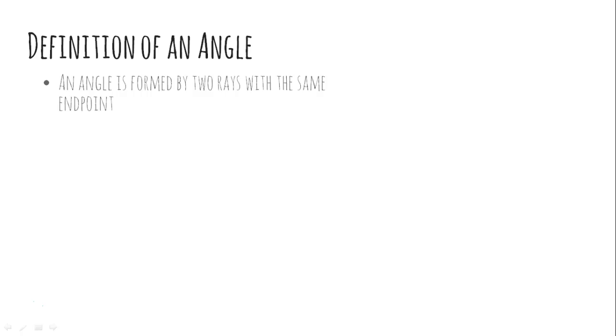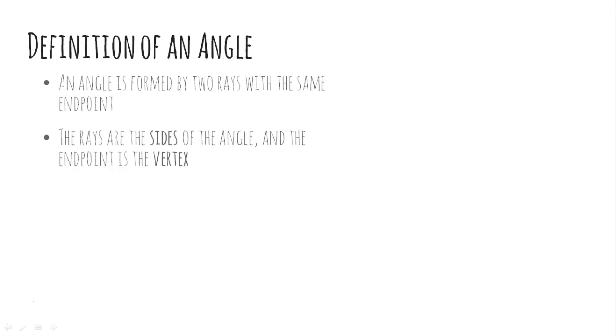So the definition of an angle: it's two rays that share the same endpoint, but they're not opposite rays. We will have one that is an opposite ray later on, but they're going to be in all different shapes, but they're not going to be just opposite rays that we've seen so far. The rays are the sides of the angle, and the endpoint is the vertex.